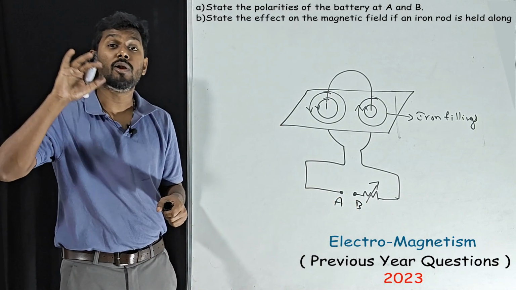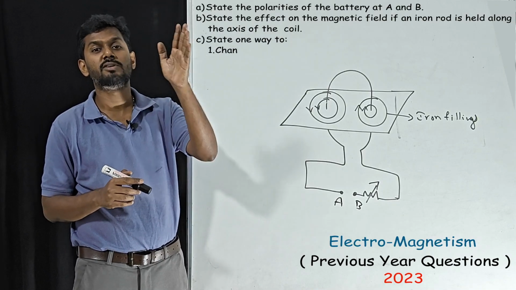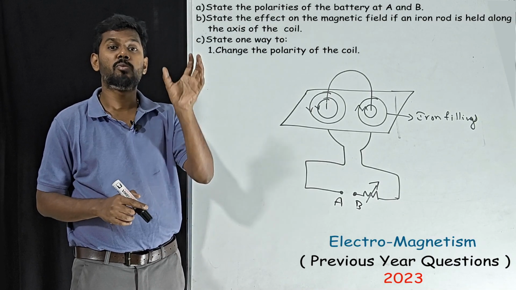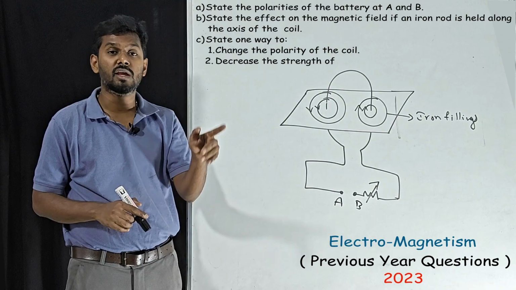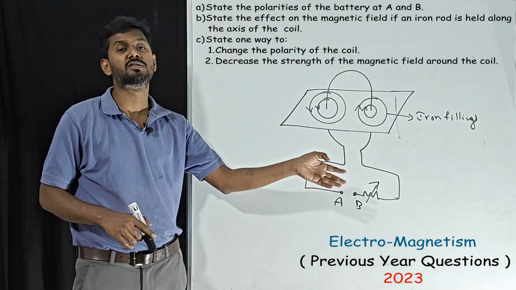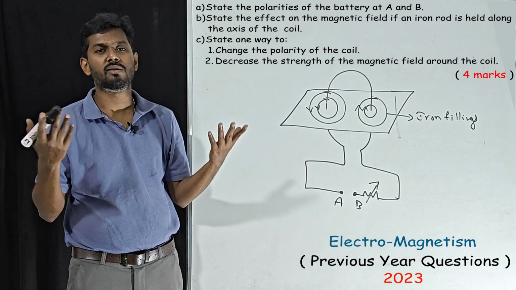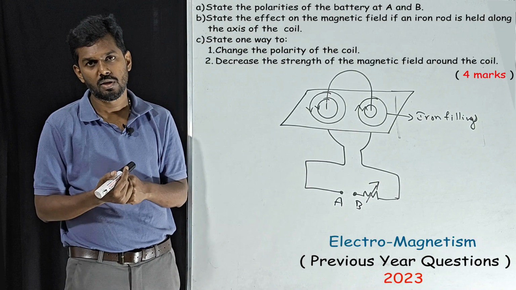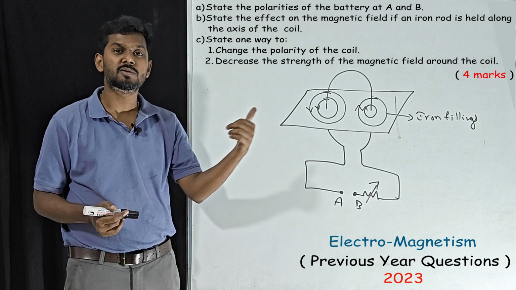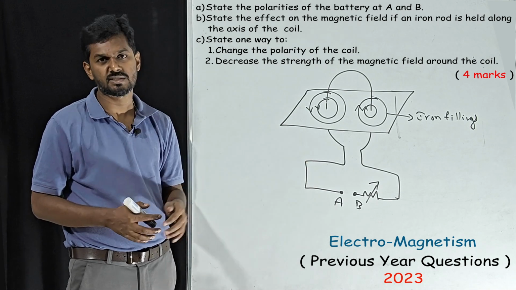Whenever they talk about polarities of a battery, we have to think which is positive and which is negative. Whenever they talk about polarities of a magnet, we have to think which is north and which is south. Here many students will write north and south. Completely wrong. They are talking about a battery. In a battery, where is the north pole and where is the south pole? When it comes to a battery, polarity means positive and negative. So we have to find which is positive and which is negative.